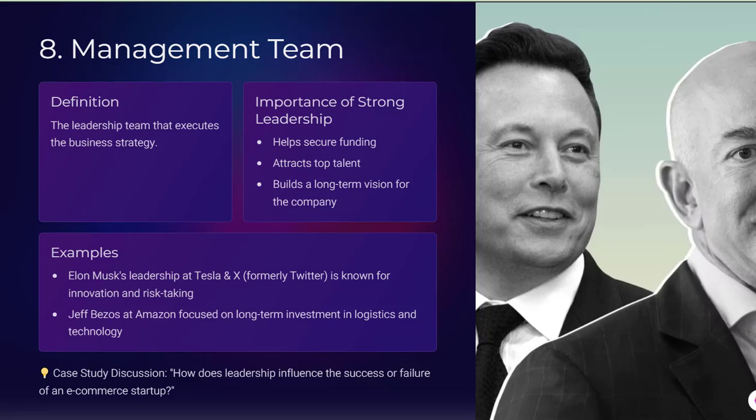So again, we know that a strong management team is crucial. It helps secure funding, attract top talent, and build a long-term vision. We have two examples of effective leadership: Elon Musk at Tesla and X, known for innovation and risk-taking, and Jeff Bezos at Amazon, focused on long-term investment in logistics and technologies.